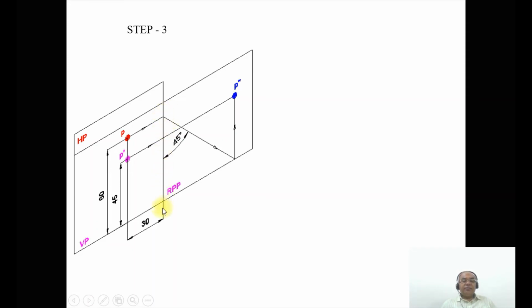Then the distance from here to here, which is vertical, has to become horizontal distance. So by drawing a 45-degree line from this point to here, automatically that vertical distance has been transferred to the horizontal distance. And you project this point from here to this point, you are going to get that point as P double dash, wherein you have above HP and behind VP. So you are going to get this as the right side view.